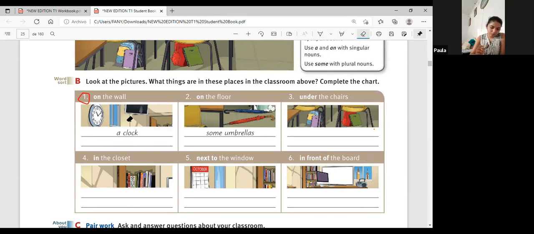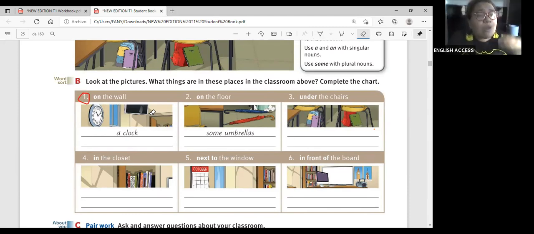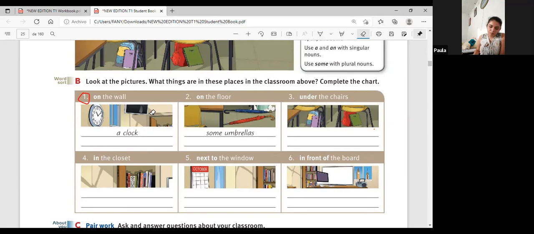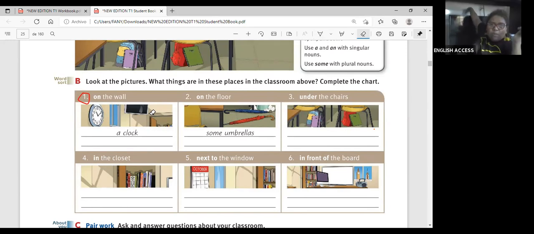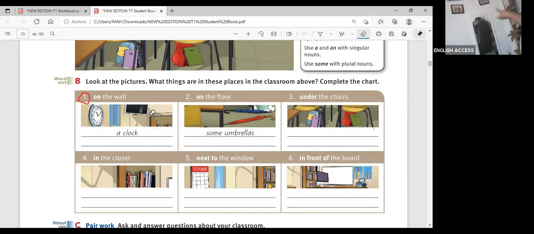Let's start with on the wall. Let me show you what is a wall. This is the wall, guys. This one, this white one, is the wall. Let me show you something else. Okay, like that. The mirror is on the wall. My pictures are on the wall. You see, that's my wall. I have pictures on my wall and I have a mirror on my wall, okay?